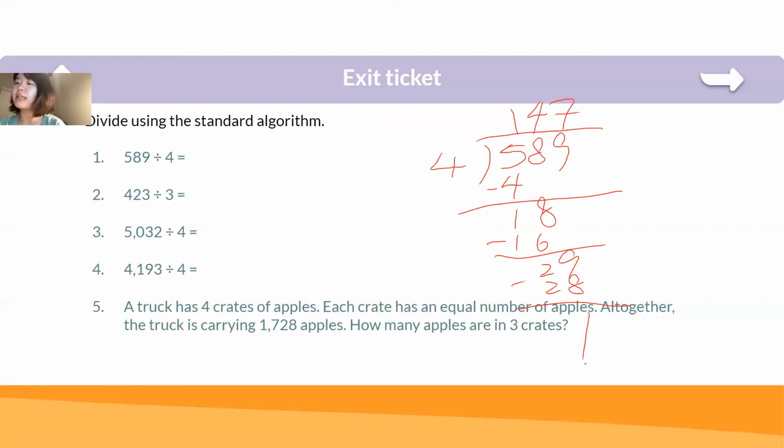And 1 is less than 4, which means we're doing it the correct way. And for the first problem, 589 divided by 4, the answer is 147, remainder 1.